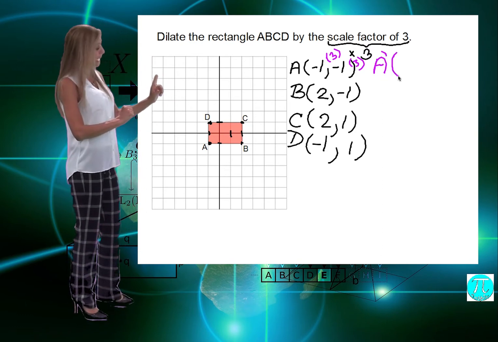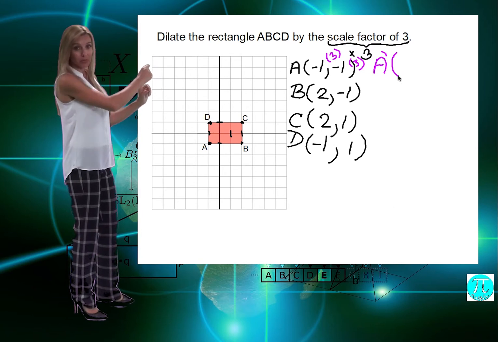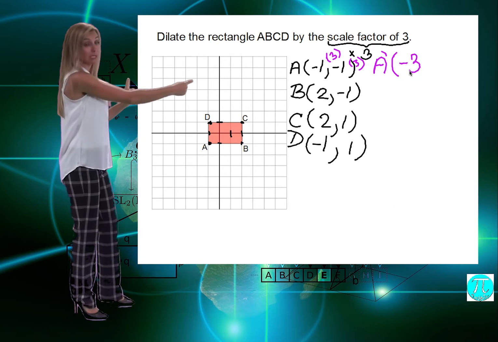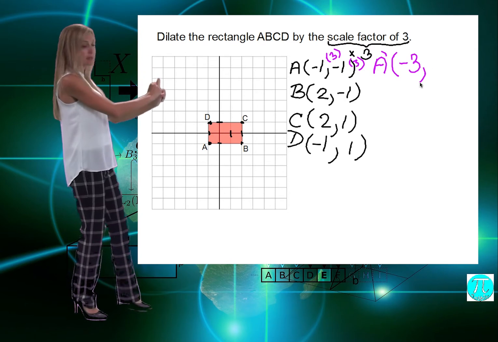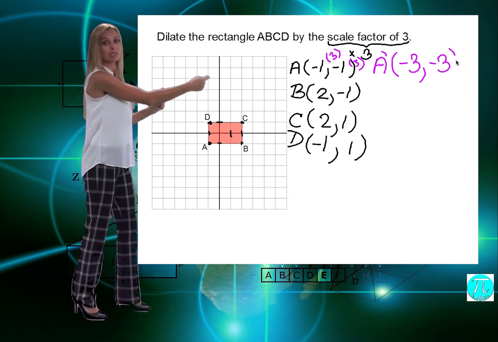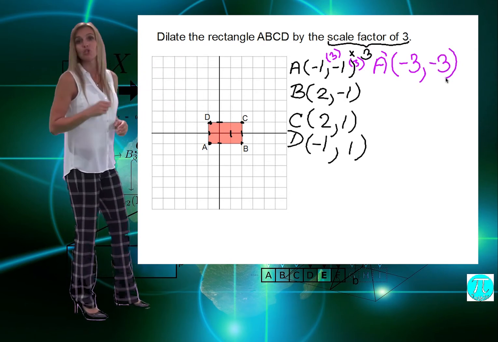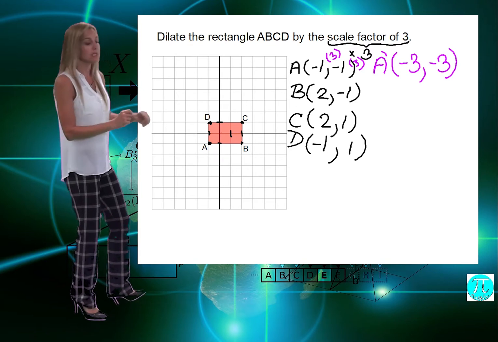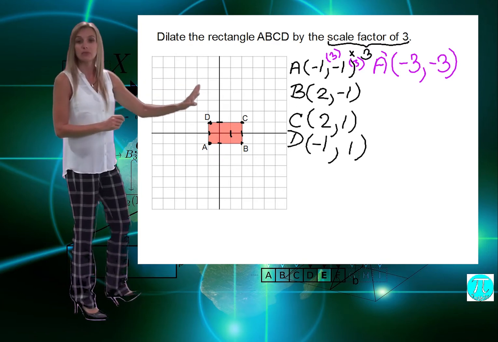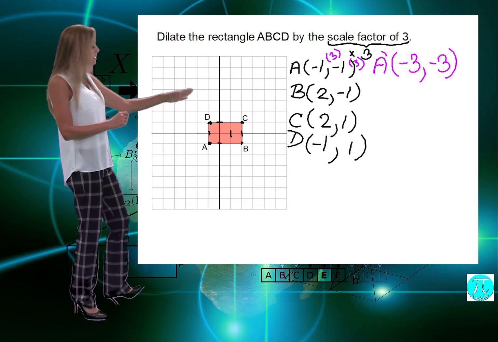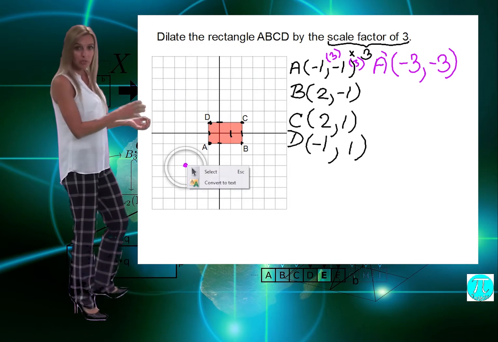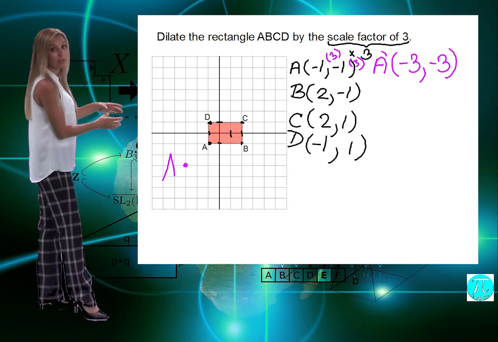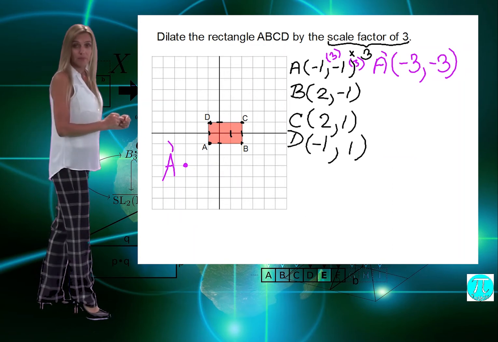We're going to take -1 for point A, multiply it by 3, which will give us -3. The other -1 multiplied by 3 is also -3. So coordinates for A prime is -3 and -3. Once you have it, we're going to plot it. We're going to put the point on our coordinate plane. So that's our A prime.